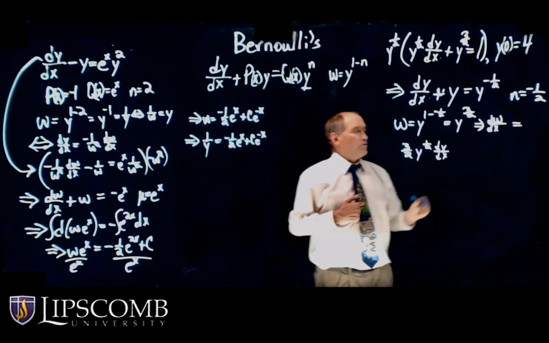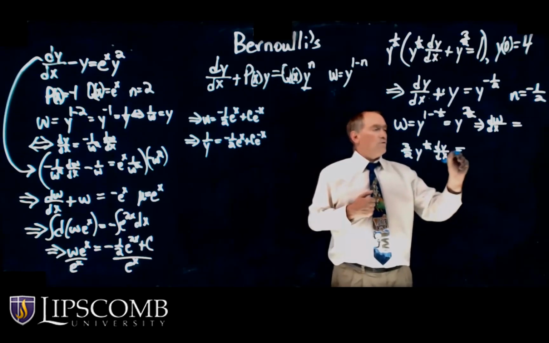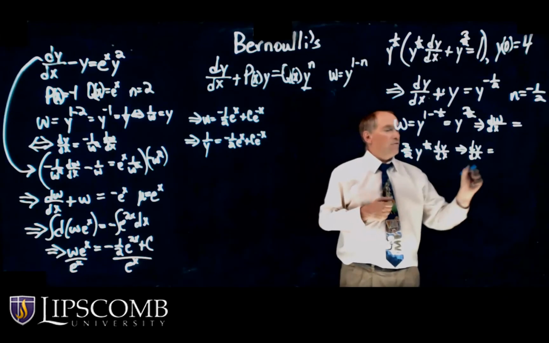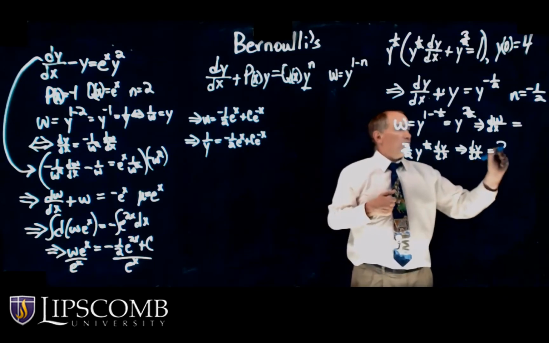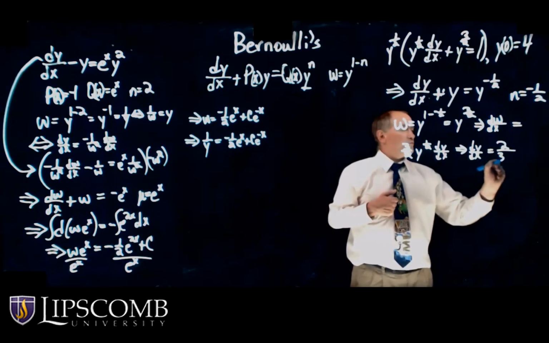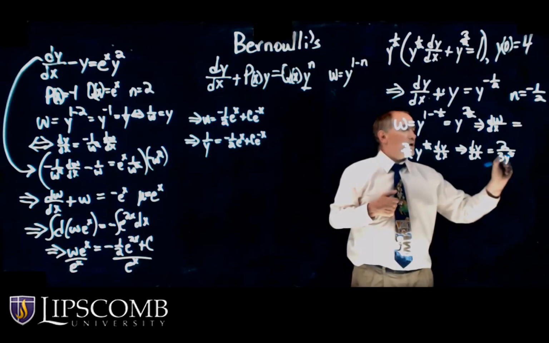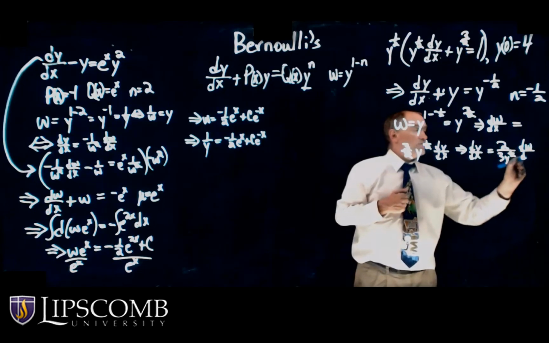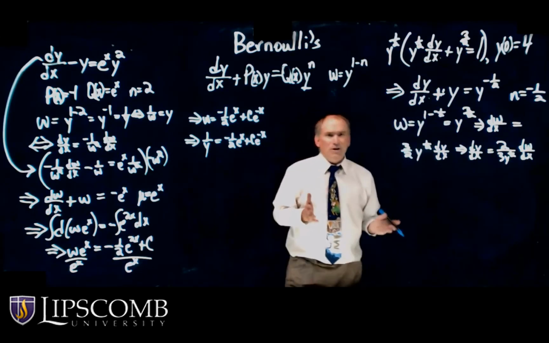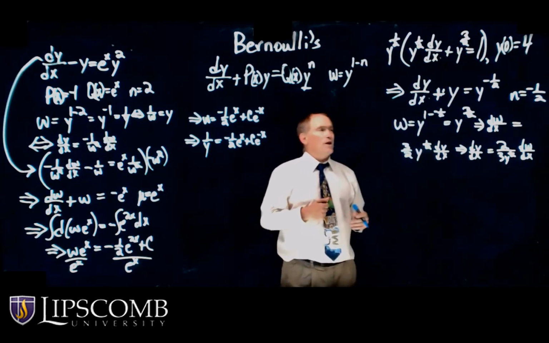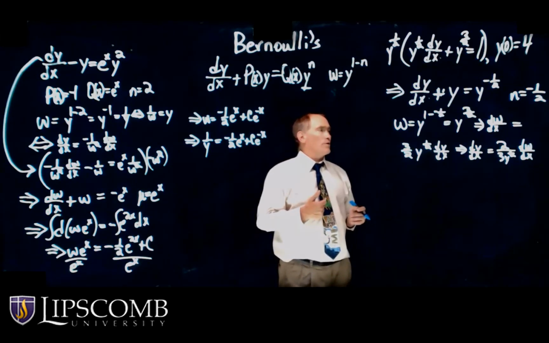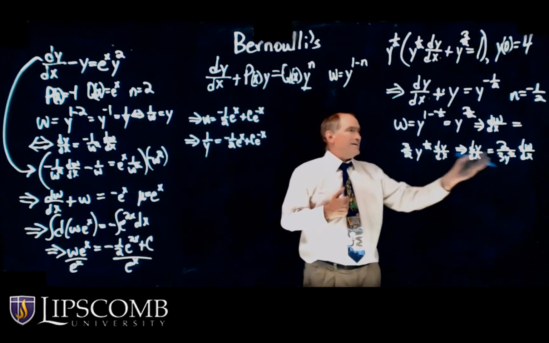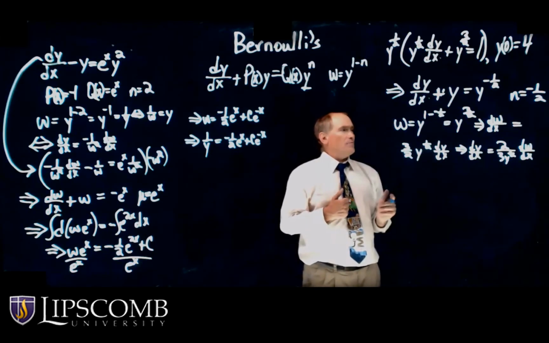Okay? So then dy dx equals, flip them, so this would be 2 over 3 times y to the 1/2 times dw dx. But the problem is, that's a y to the 1/2. I can't have y to the 1/2. So the question is, how do I get this in terms of w?